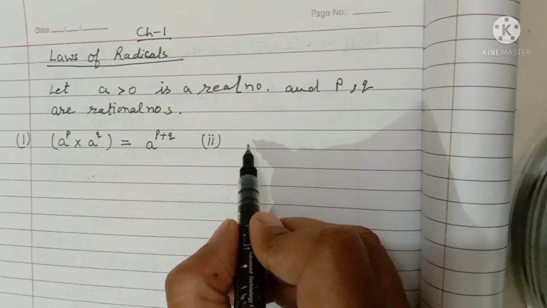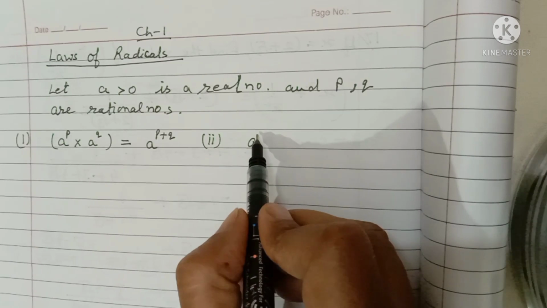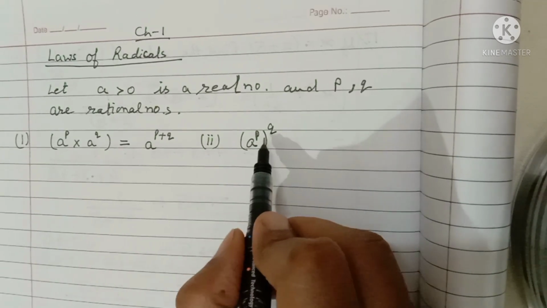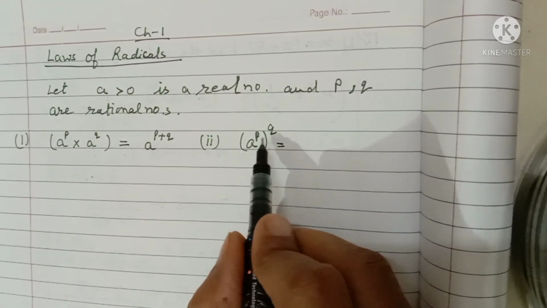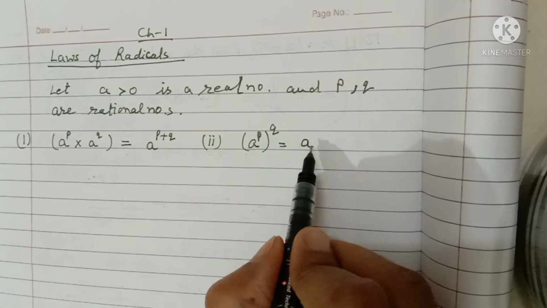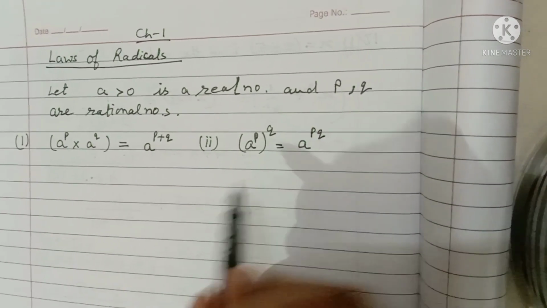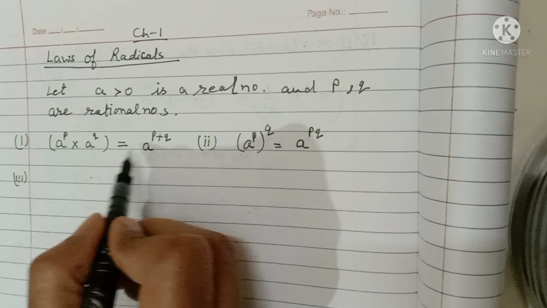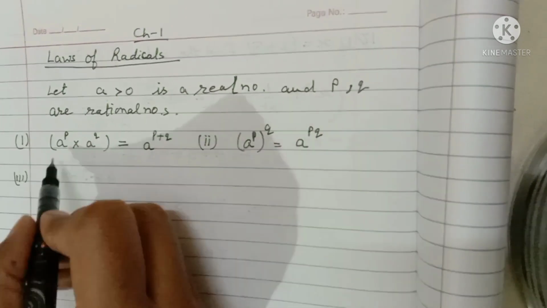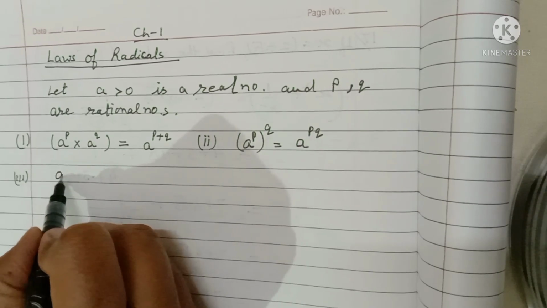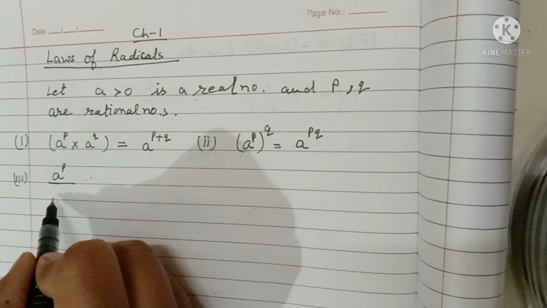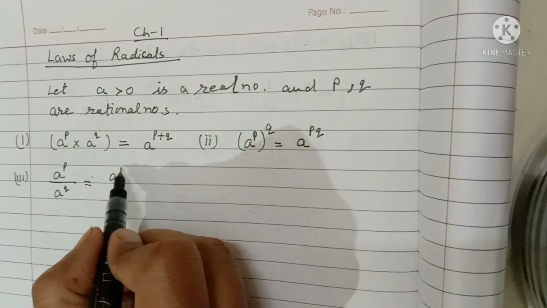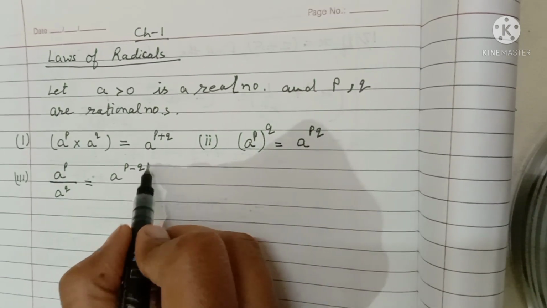Now the second law is, if a is a real number and the power is a to the power of p to the power of q, if this is the form, then p will be multiplied by q, so it becomes a to the power of pq. Third, the other form is a to the power of p upon a to the power of q. So here the powers will be subtracted, a to the power of p minus q.